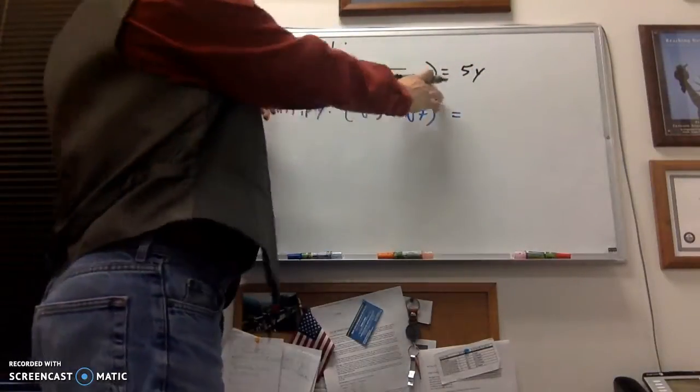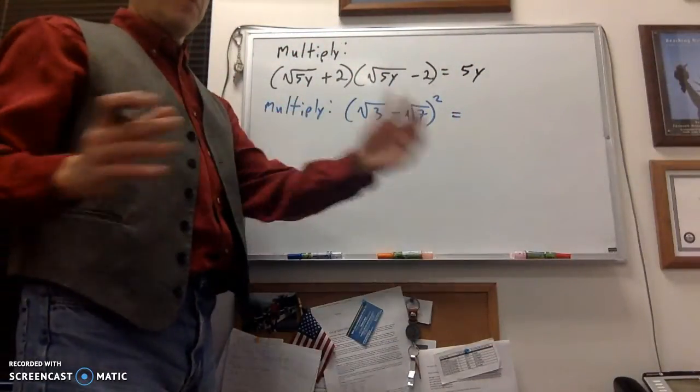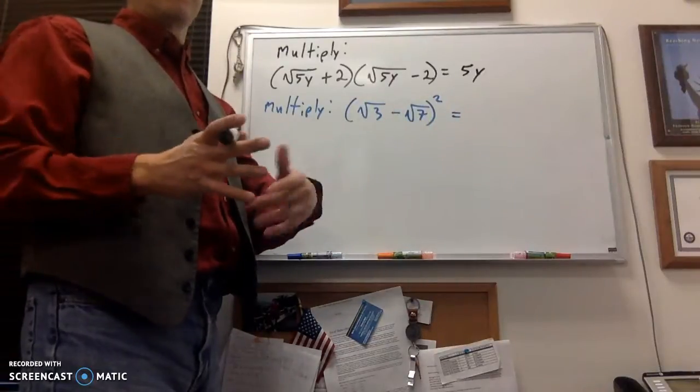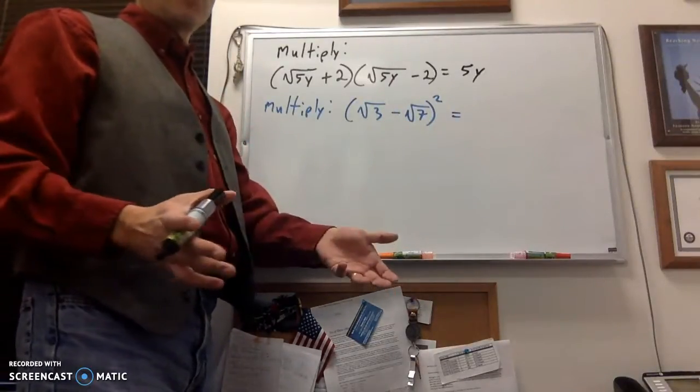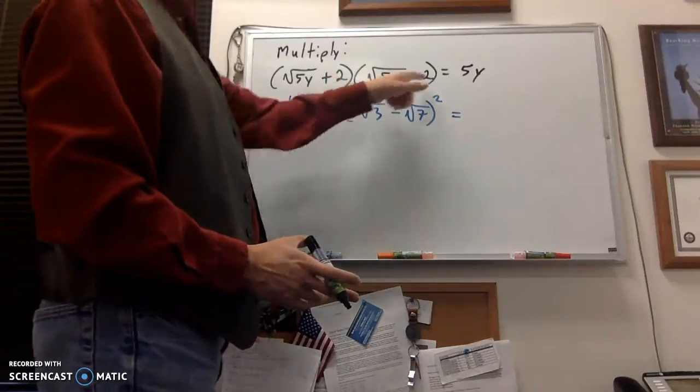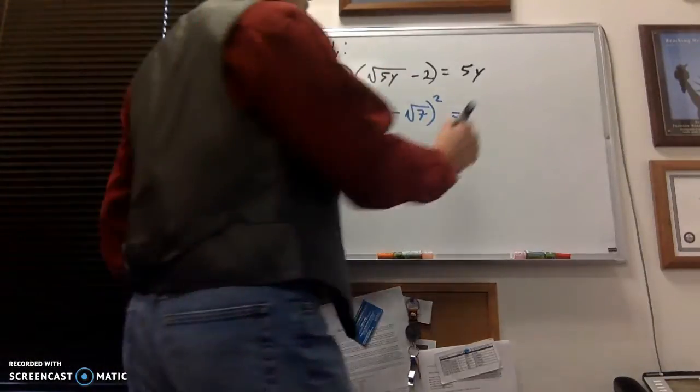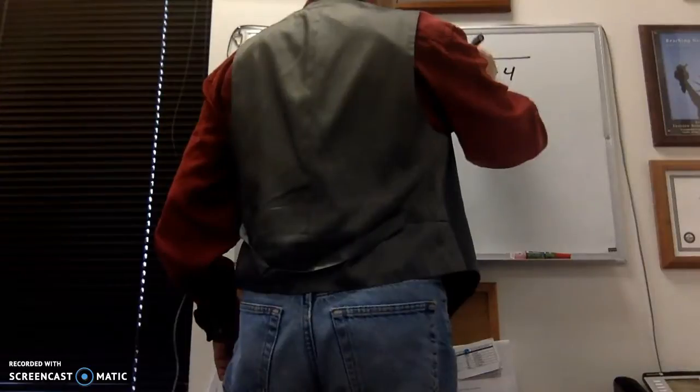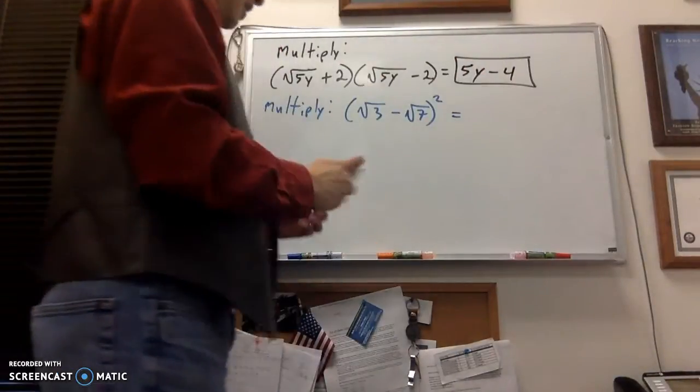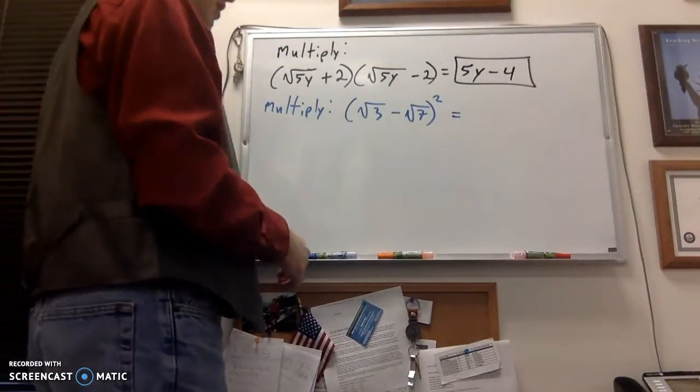You could do the outers and the inners if you want when you multiply it out, but they're just going to subtract out. One will be positive, one will be negative, so they're just going to drop out. So you're just left with 2 times a negative 2, which is a negative 4. That one's done. Now, the next one.